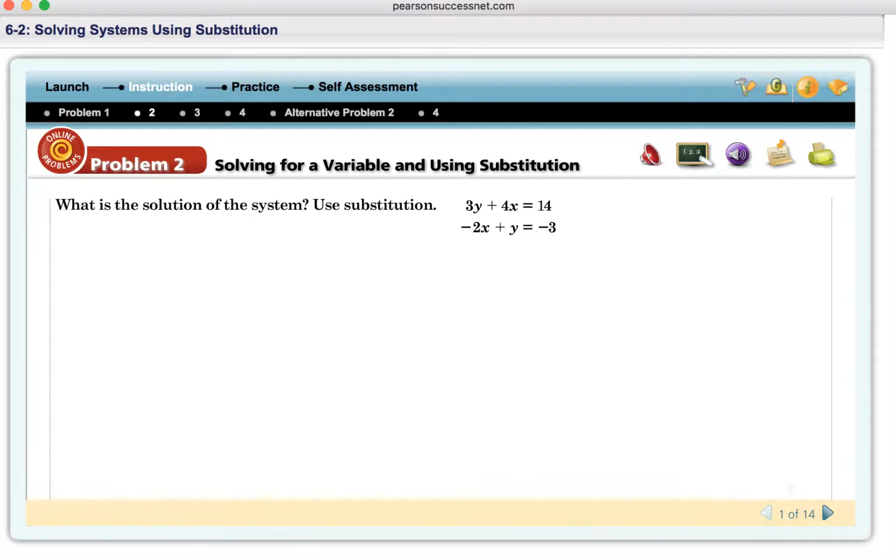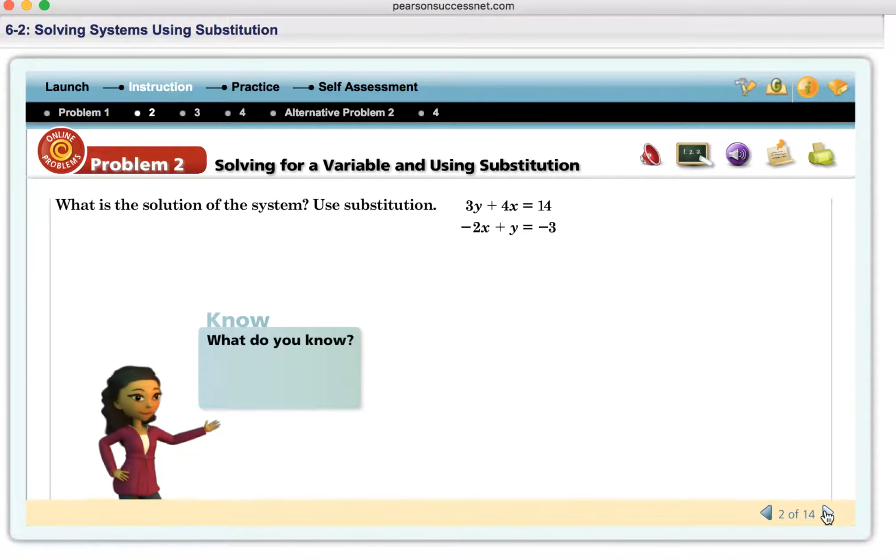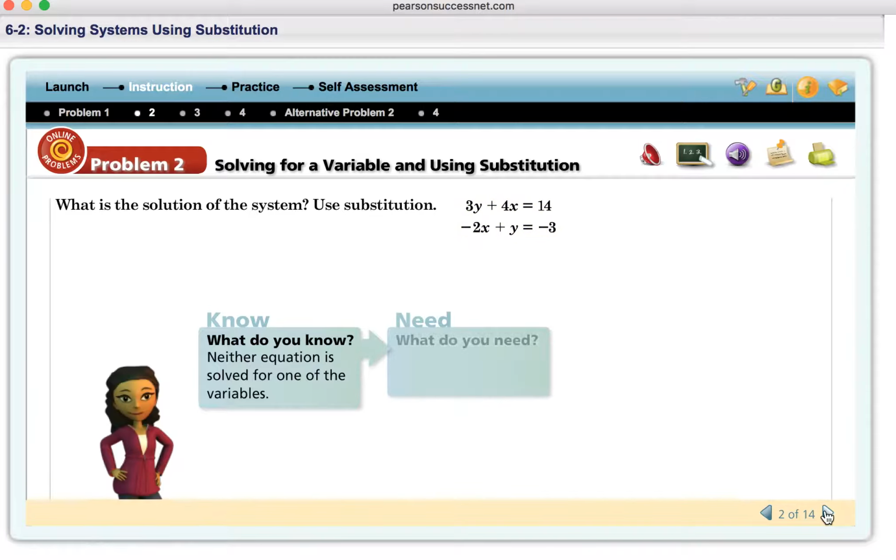So what you might notice is a little bit different here is that it's not in slope intercept form. Neither one is in slope intercept form, and neither one is currently being solved for like y or x. What do you know? Neither equation is solved for one of the variables. What do you need? You need the solution of the system.